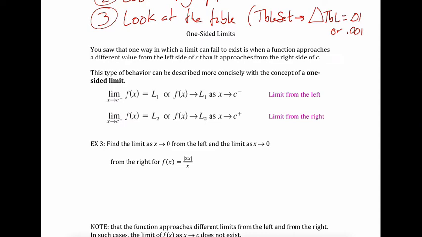Now, you may have encountered a couple examples in your homework so far that show that the limit can fail to exist when it approaches a different value from the left side of C and also when it approaches from the right side of C. You're going to get different outputs sometimes. So this type of behavior can be described more concisely with the concept of a one-sided limit.